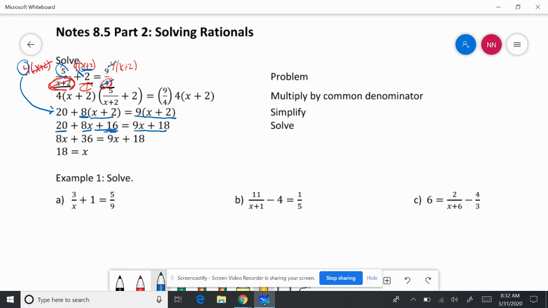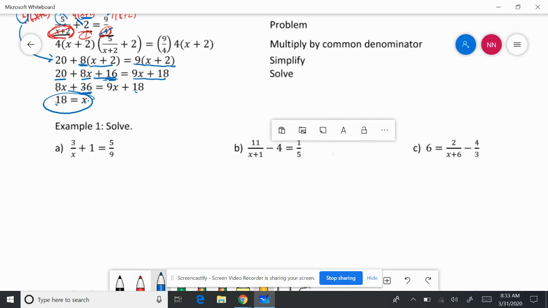20 plus 16 is 36. Then we subtract the 8 to get x. We subtract the 18 to get 8. The 18 from 36 to get 18, and that gives us our answer.